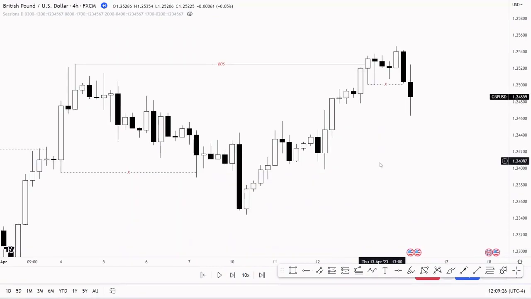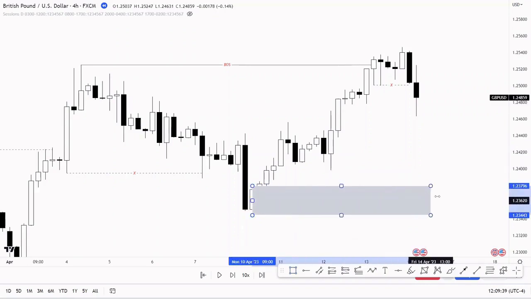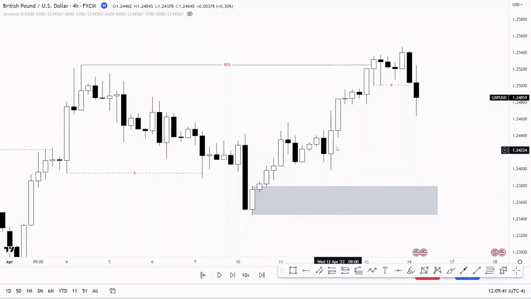Once the liquidity is taken out, let us mark the point of interest. We have only two types of point of interest. One is after the initial pullback, second one is extreme point of interest. Here we are waiting for the extreme zone to get mitigated, because we see different types of liquidity. First one is flip liquidity, second one is change of character liquidity.